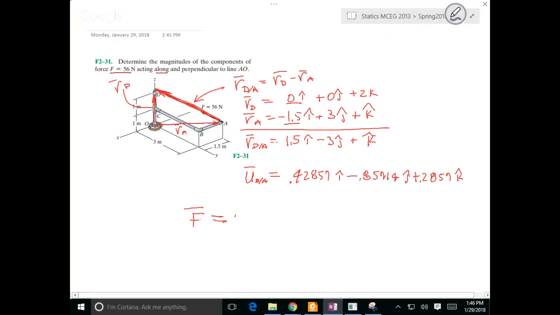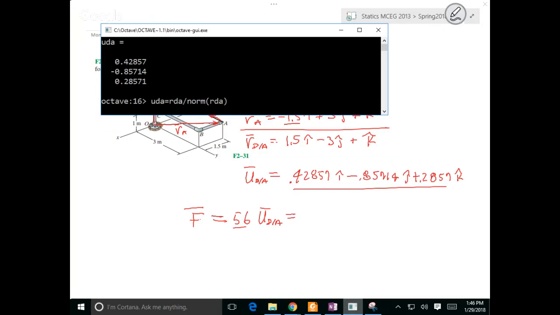I multiply just 56 times this UDA, because that vector and the force vector are both going in the same direction. So in essence, what I've done is I've found the base vector there. You multiply this vector times 56. Here, UDA, force equals 56 times UDA. Look at that, 24, 48, 16.